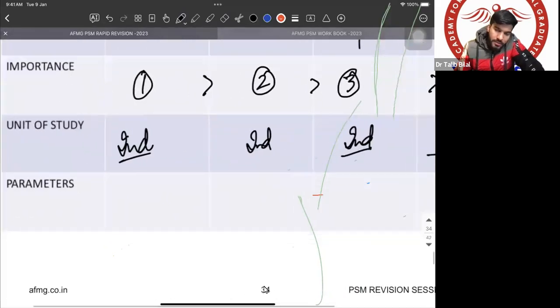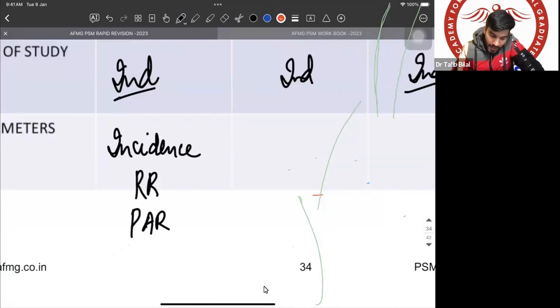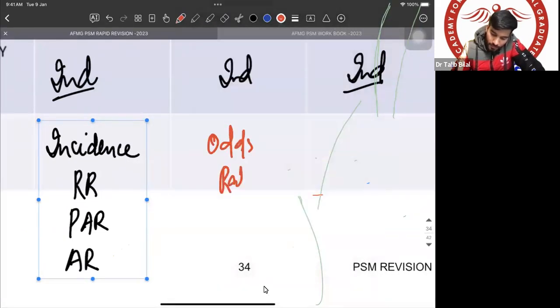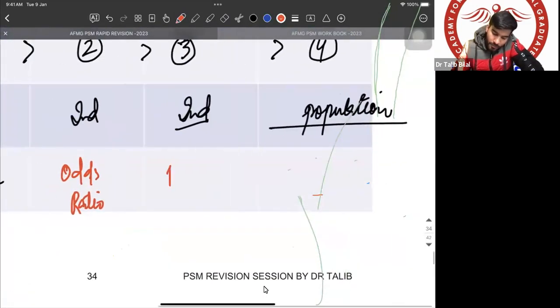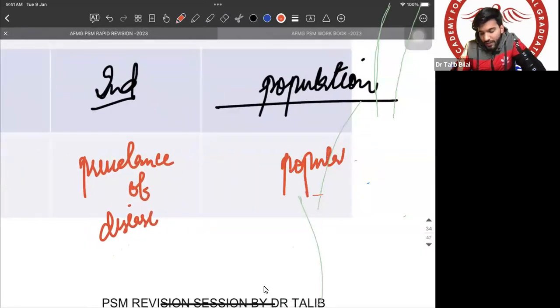Okay. What are the parameters that you check in the cohort study? You go for incidence. This is the main thing. Incidence, relative risk, population attributable risk, and attributable risk. Okay. In case of case control, you go for odds ratio. Cross-sectional, you check for the prevalence. So whenever you see prevalence of disease as a parameter, you will go for the cross-sectional study. And here it is a population characteristic.